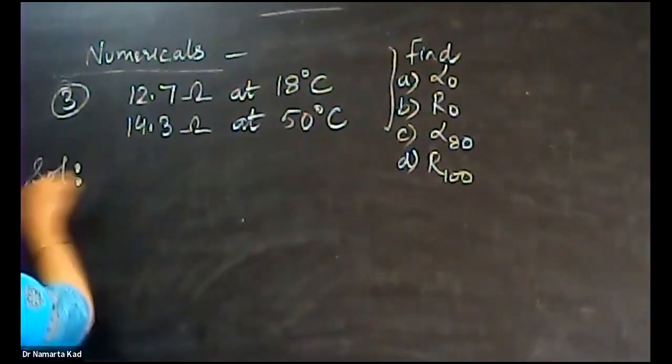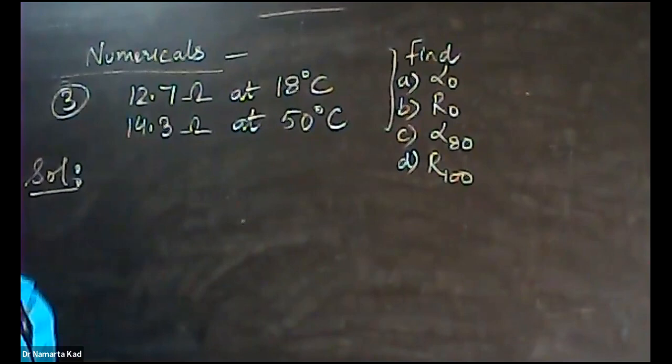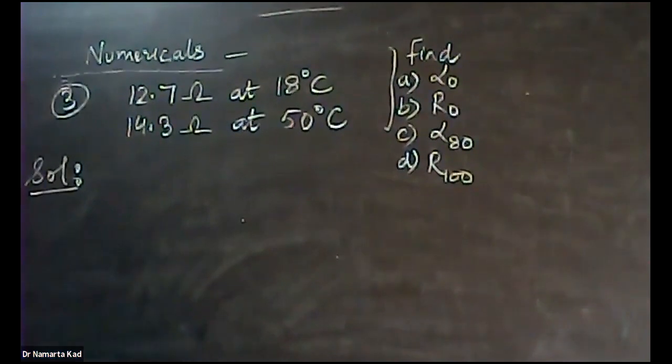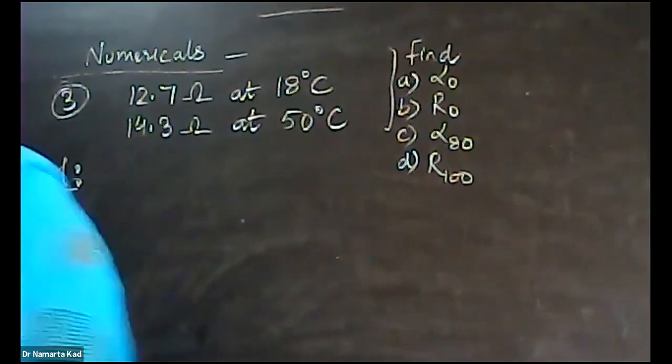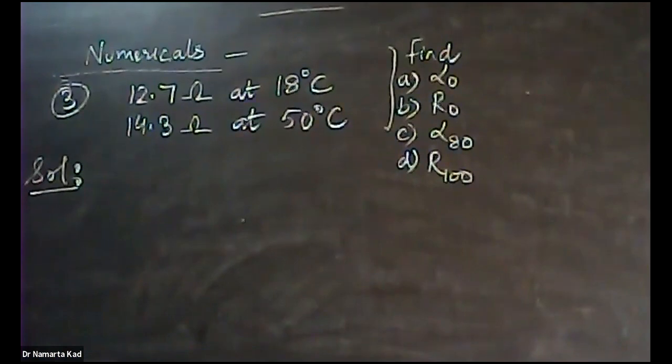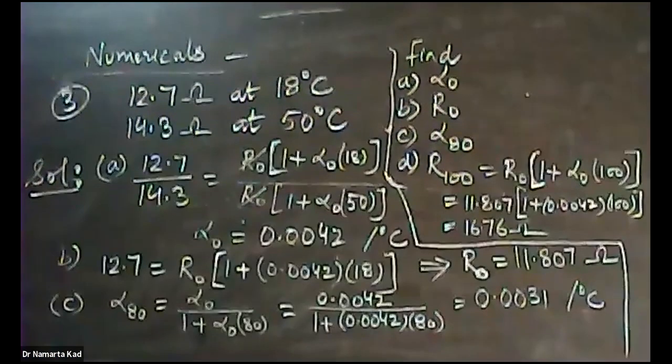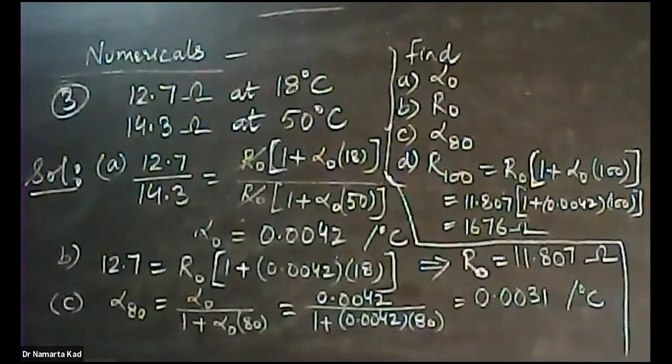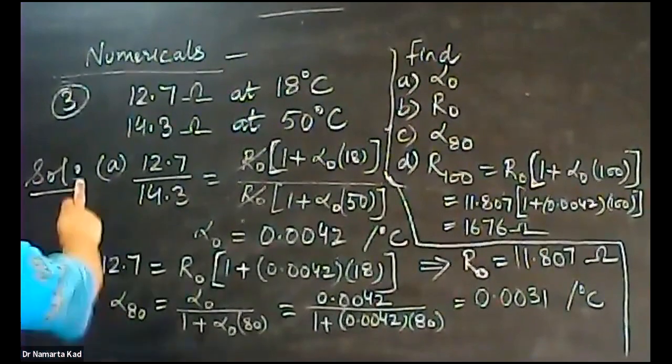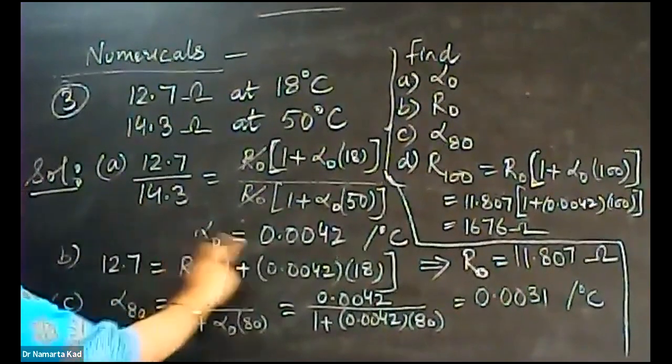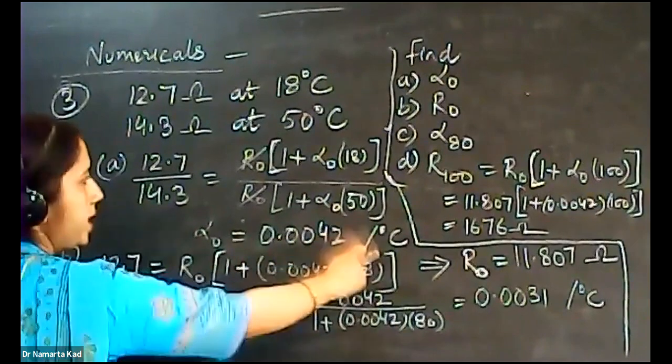Yes. What is the formula to be applied for the first? That is the same that we have done in the second numerical. It's the same concept. And these are the answers. For A part, the alpha naught comes out to be 0.0042 per degree C.